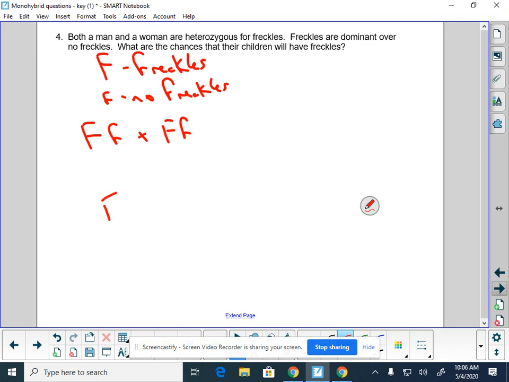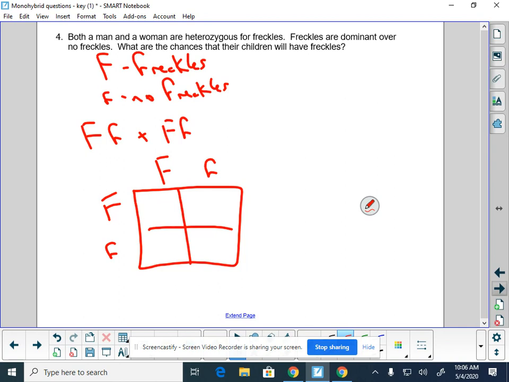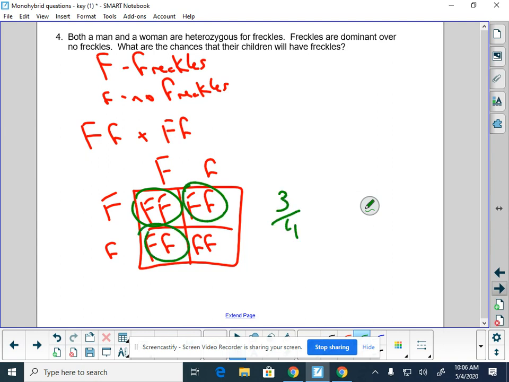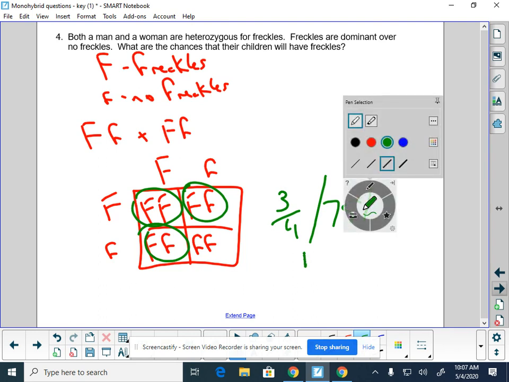So again, Punnett square. Big, little, fertilize it, big, little, little. What are the chances your children will have freckles? So freckles. So 3/4 or 75%, you can say it either way, have freckles.